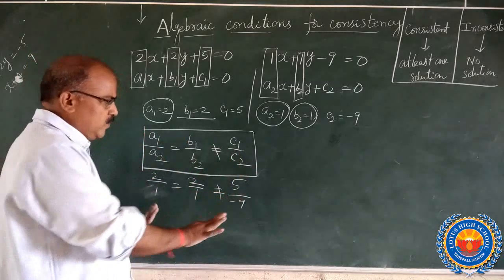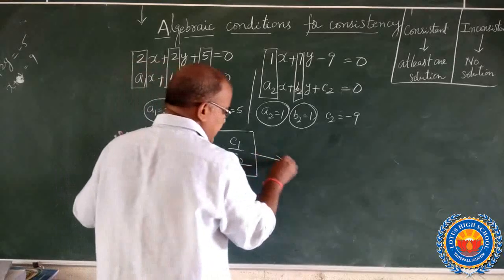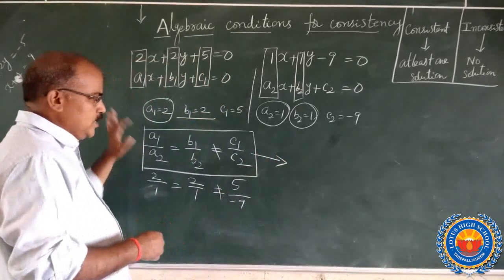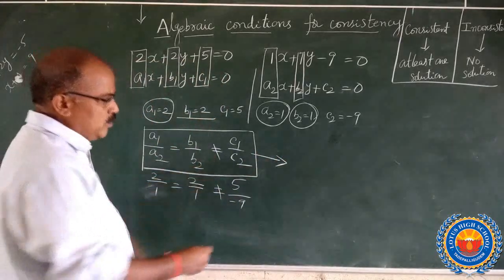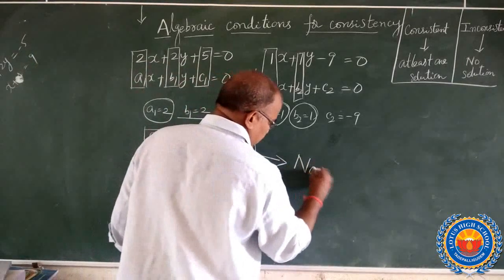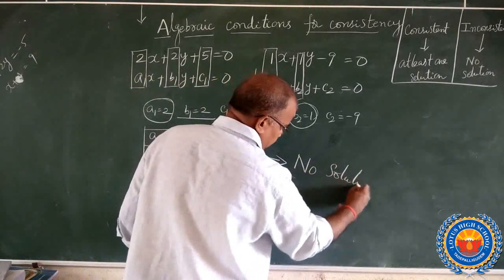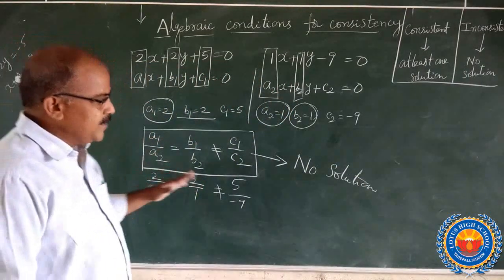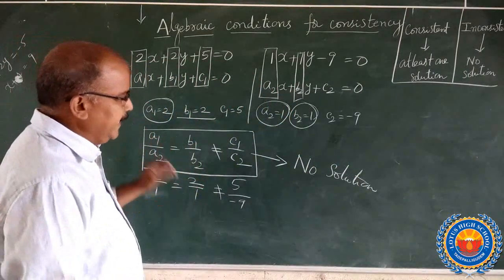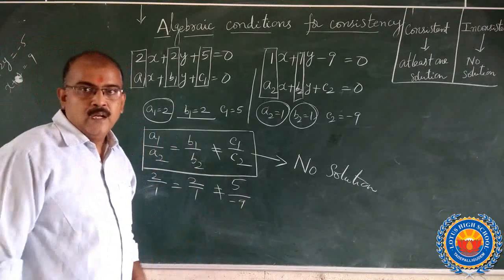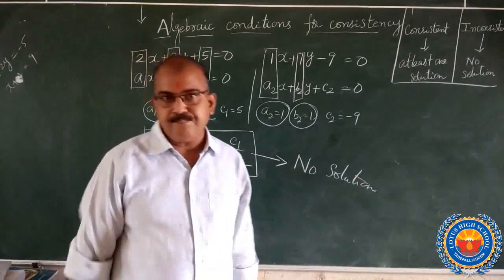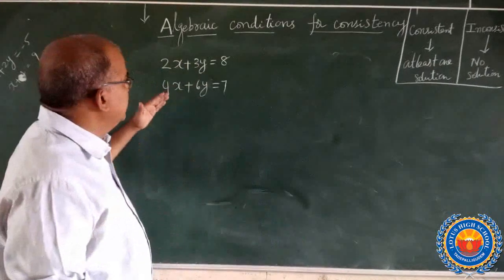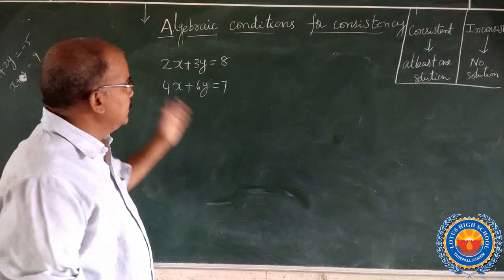This is not equal. That's why in this special case, if you got A1 by A2 is equal to B1 by B2 is not equal to C1 by C2, no solution. Those two pair of linear equations are not having any solution.